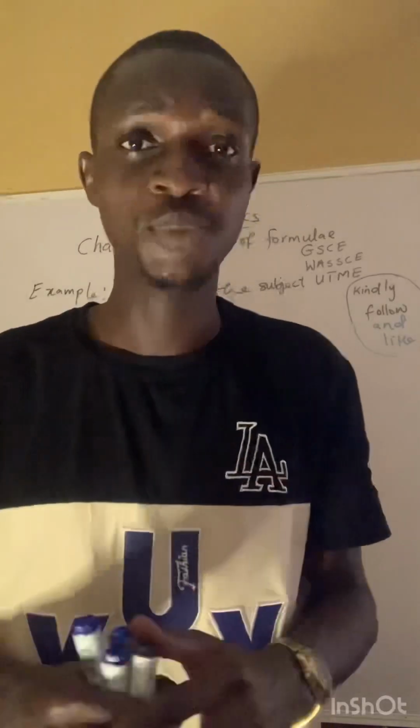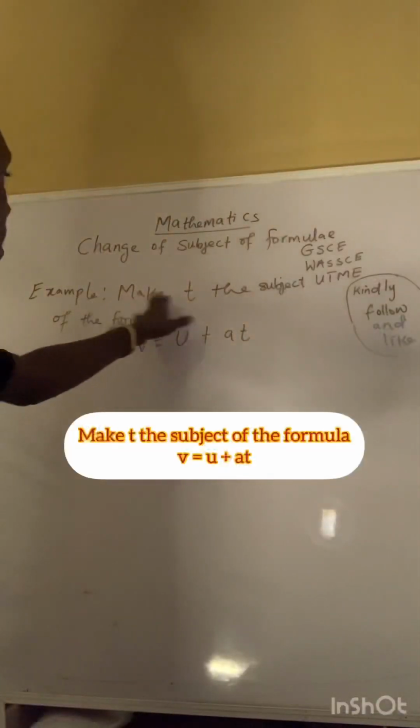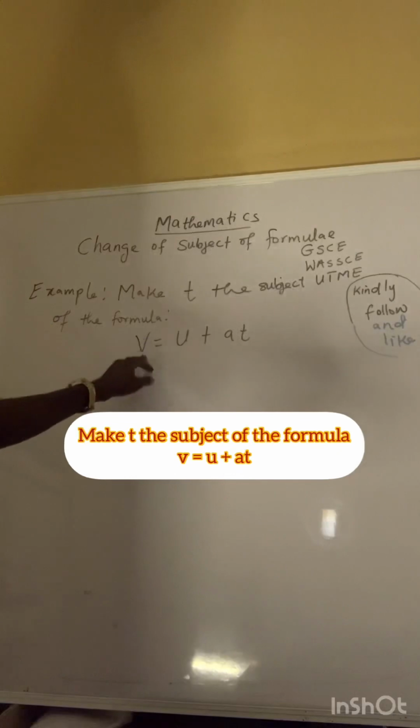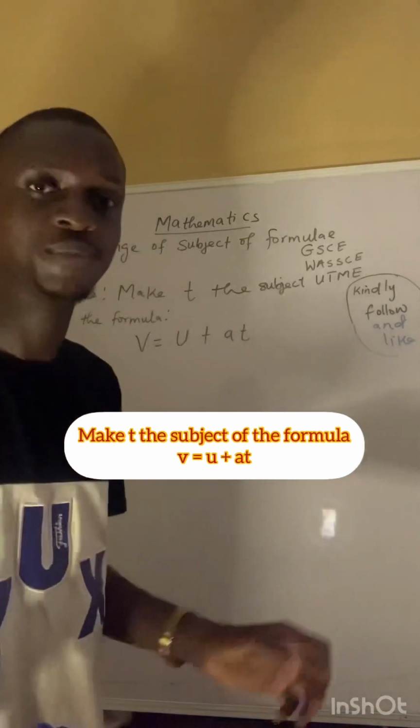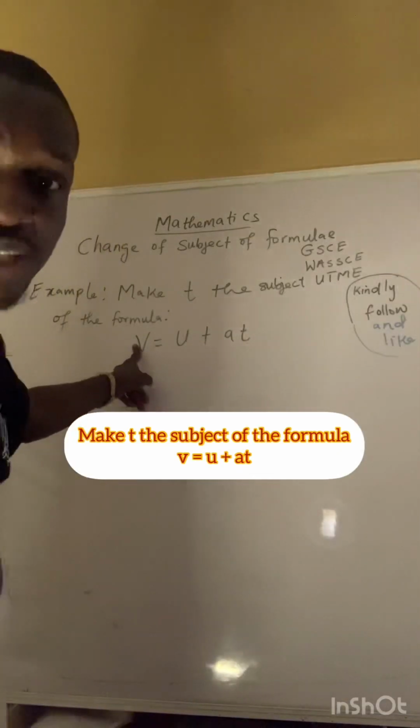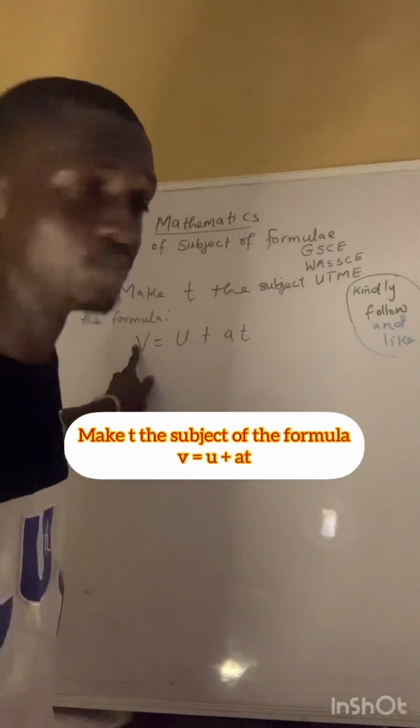To change the subject of a formula is simply to rearrange the formula and get a particular variable. Now, the subject stands alone. Take note of that. So in a question or in a formula, the subject stands alone. Just like this example, it says make t the subject of the formula. V equals u plus at. V here is the subject. Why? Because V is standing alone.